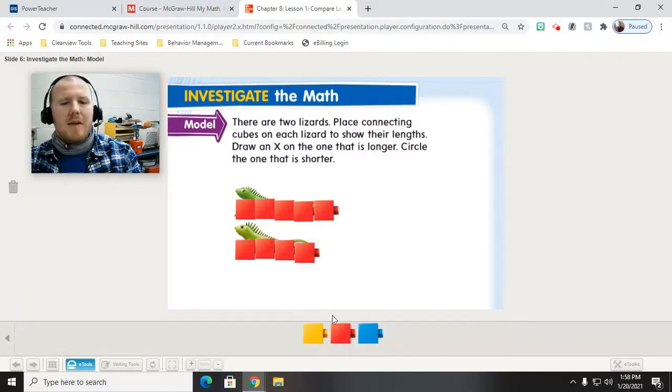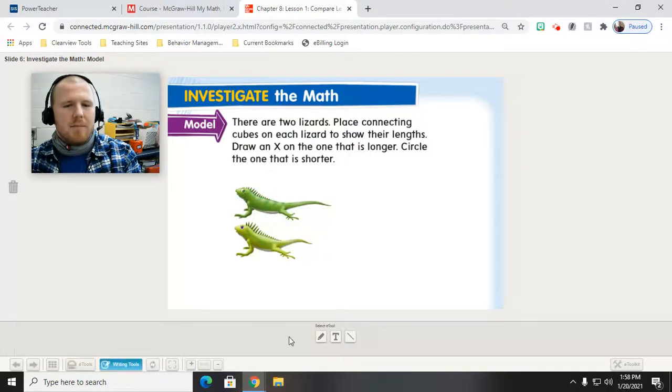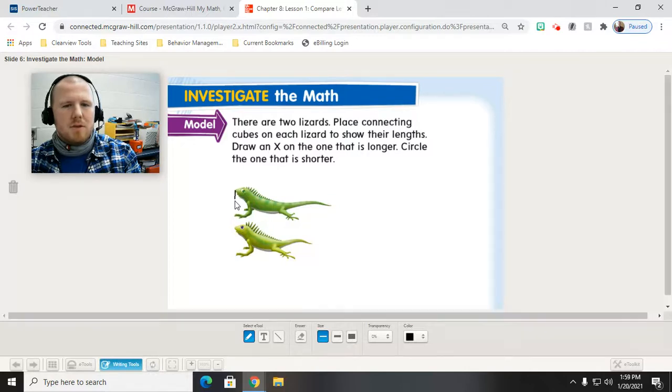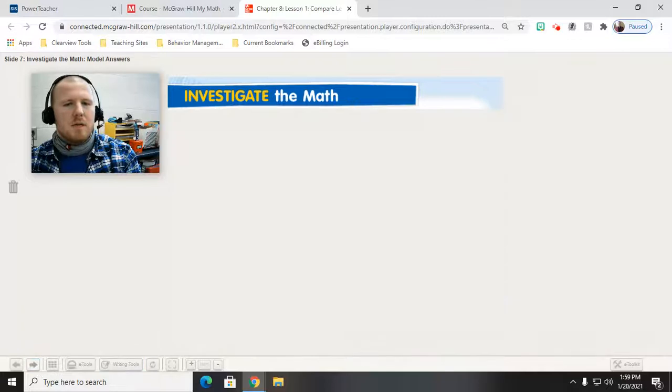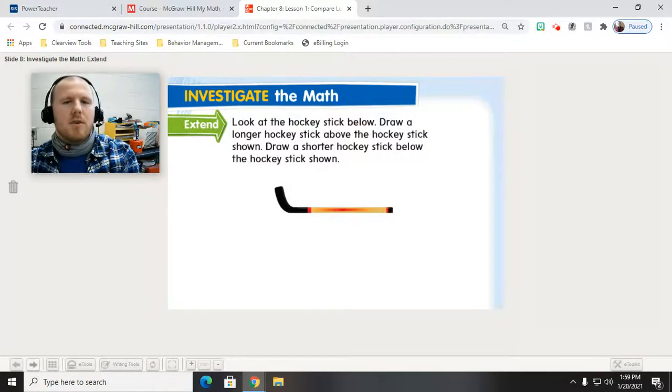So if you don't have that, what you could do to find what's shorter, let me get rid of all these, get my pencil. So what you could do is you could connect them from the start. So they both start right here. But this tail goes here. So if I draw it up there, this one is longer. So it's a circle, the one that's shorter. Okay, let's check it out. See what they did. Oh, they crossed off the other one too.